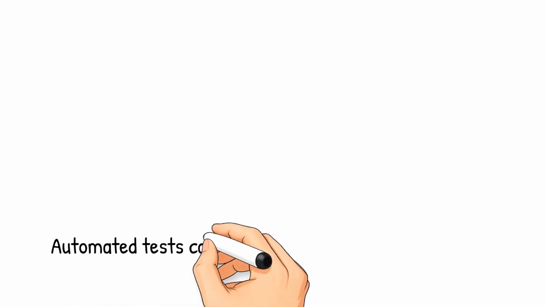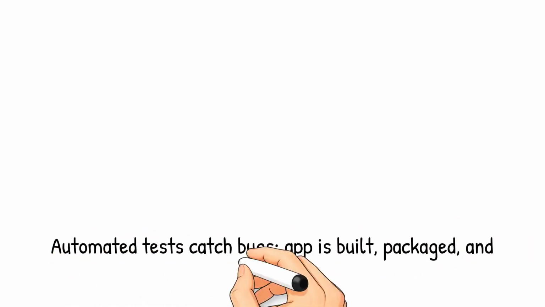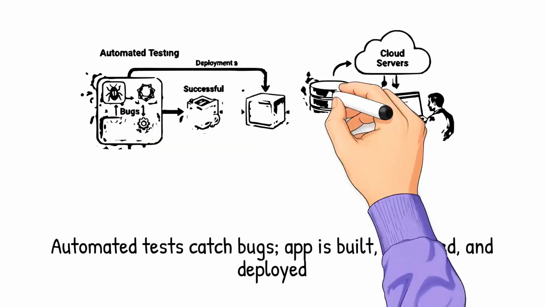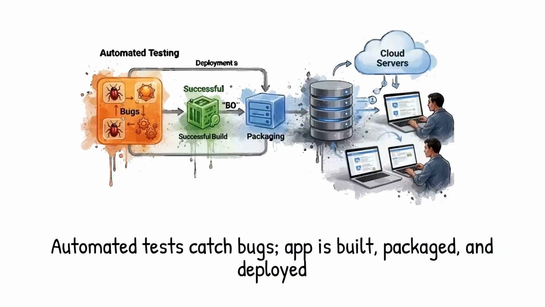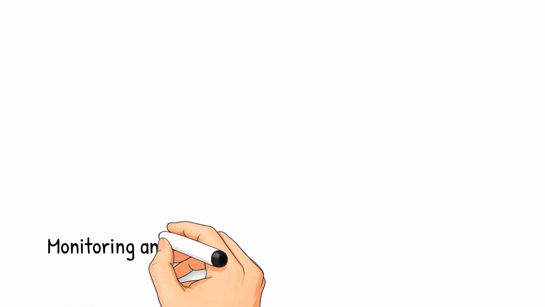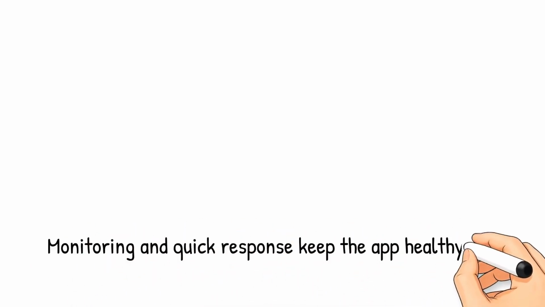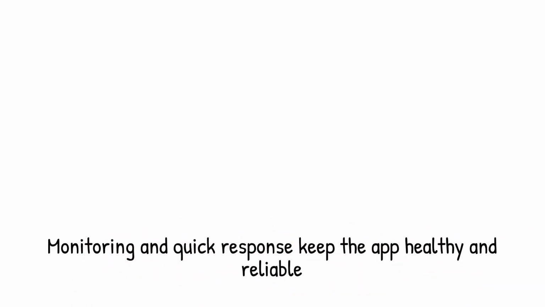Step 3, automatically, a pipeline runs tests on that code to catch bugs. Step 4, if the tests pass, the app is built and packaged, so it's ready to run. Step 5, the app is deployed to a server, usually in the cloud, where real users can reach it. Step 6, monitoring tools watch the app to make sure it's healthy, fast, and online.